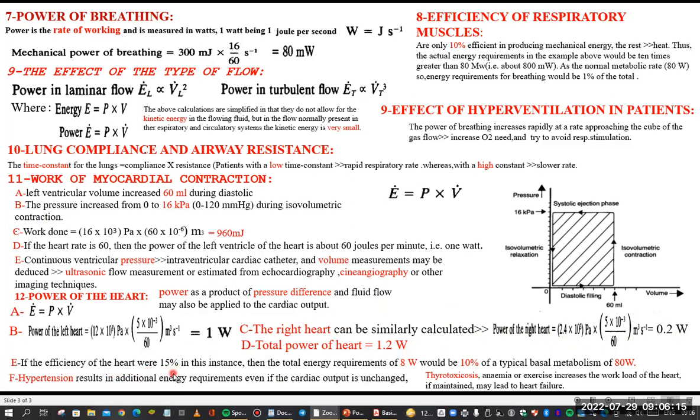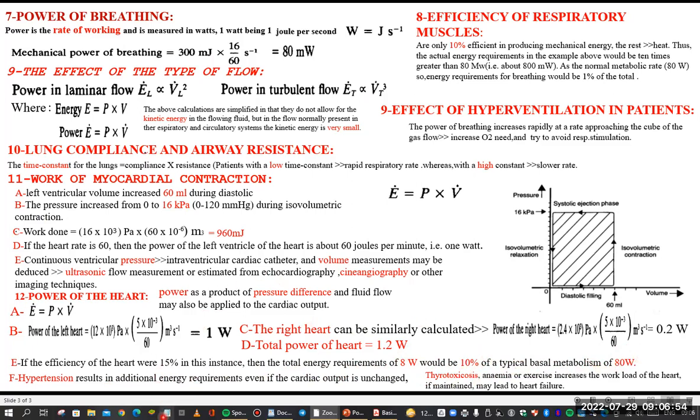The efficiency of the heart is around 15%. Then the total energy requirement will be 8 watt. So the total energy of the heart is 8 watt from the total basal metabolic rate of 80 watt, which represents 10%.